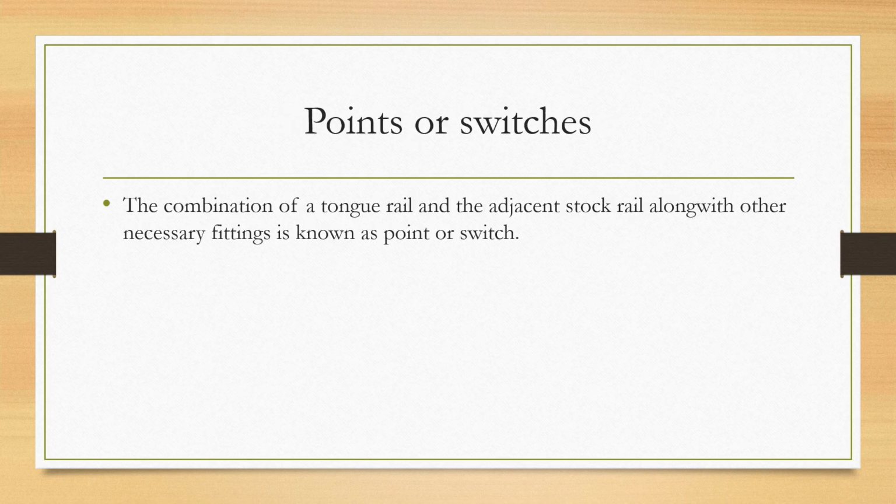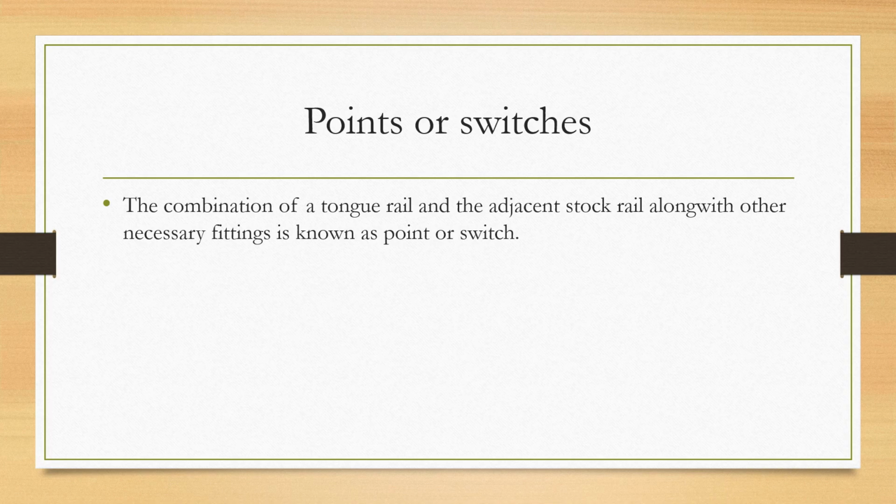Points or switches. The combination of a tongue rail and the adjacent stock rail along with other necessary fittings is known as points or switches. Two types of switches are used on Indian Railways.